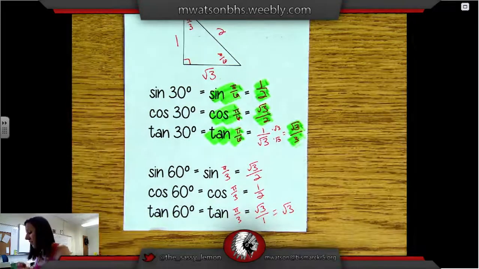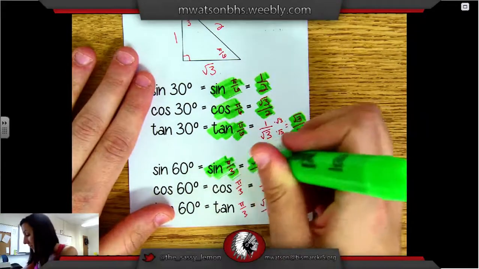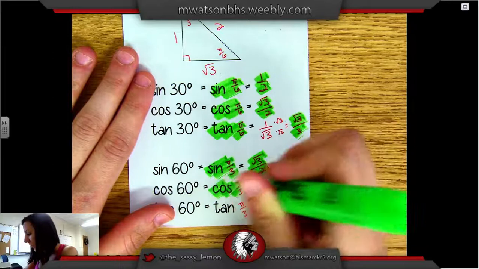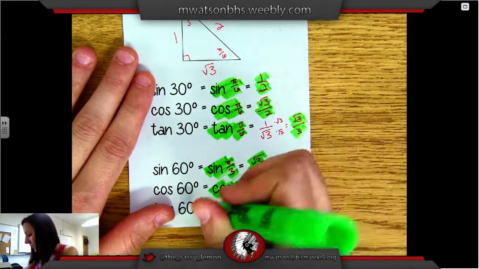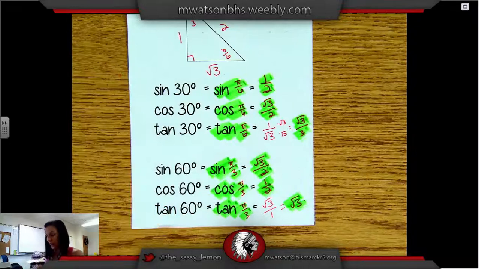Now notice on the other foldable I did the reciprocals, but here I did not. That's because the reciprocals are really easy to figure out. If you know sine, then you automatically know cosecant. If you know cosine, you automatically know secant. So I didn't include those in the foldable because you kind of get the point.